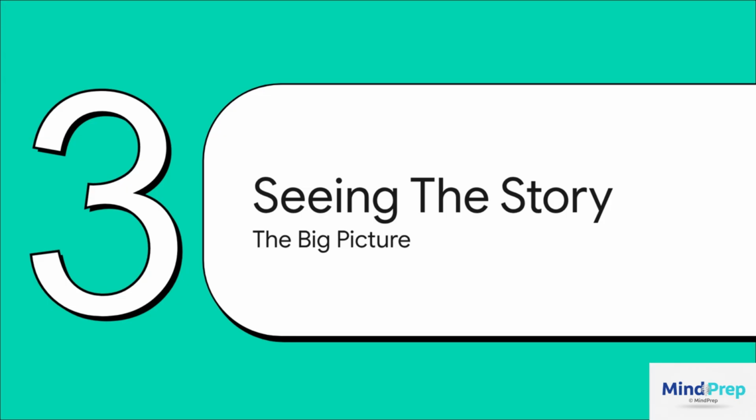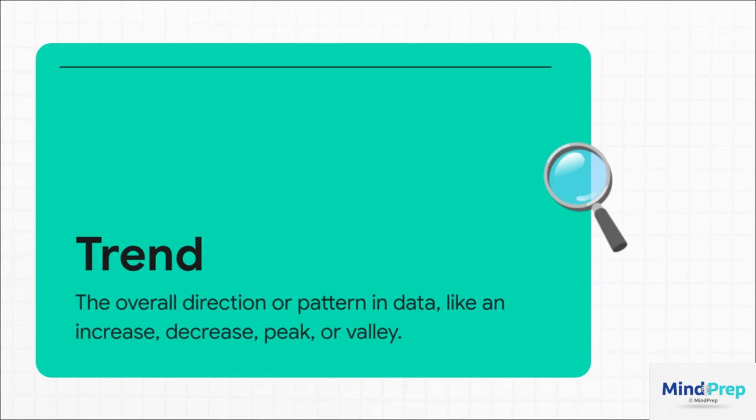So before we can find the story, we need to know what a story even looks like in data. And fundamentally, that's a trend. A trend is really just the overall direction or pattern. Is it going up? Is it going down? Is there a recurring cycle like a peak or a valley? This is basically the narrative arc of your numbers.